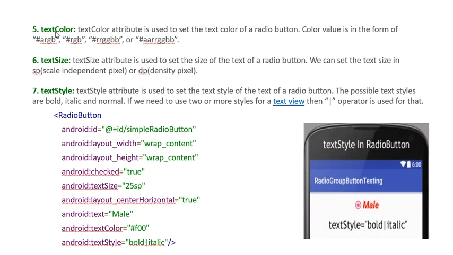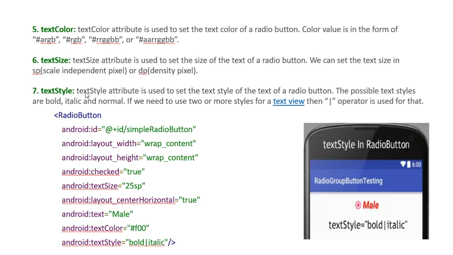And the fifth attribute is text color. The text color attribute is used to set the text color of the radio buttons, and the color value is in the form of hash RGB, or hash RRGGBB, or hash AARRGGBB. And the sixth attribute is text size. The text size attribute is used to set the text size of the text of the radio buttons, and we can set a text size in SP, a scale independent pixel, or DP, a density pixel.